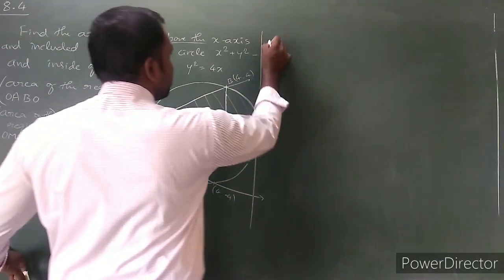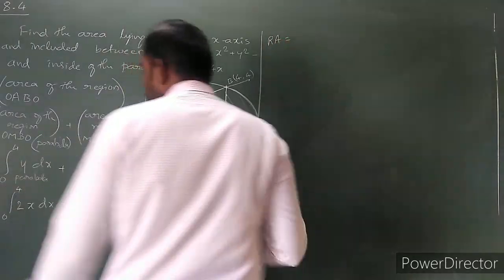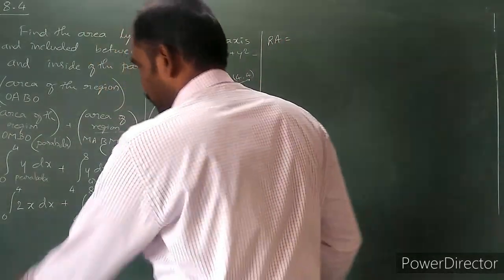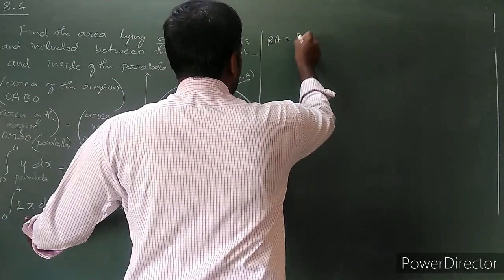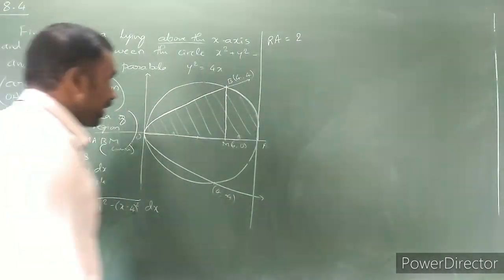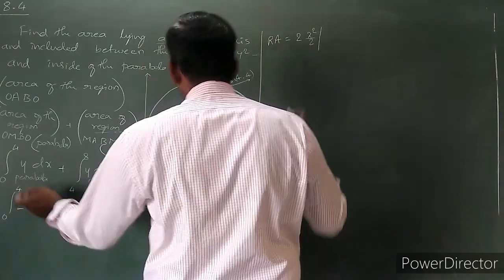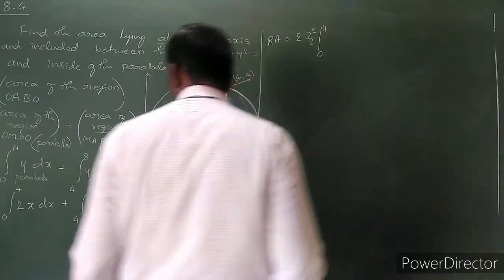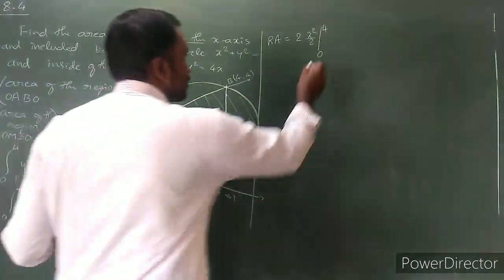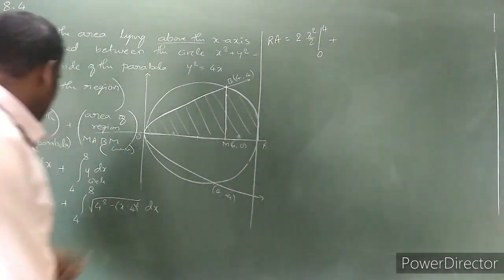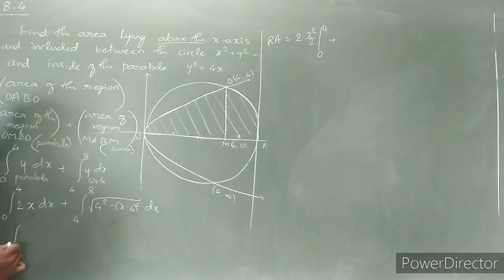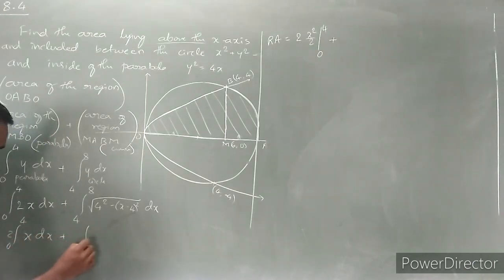So required area is equal to the integration of 2x: integration of x is x square by 2, limit 0 to 4, as it is. Now how to integrate this one more step. Limit 0 to 4, so we can take outside into x into dx, plus the integral of 4 to 8.